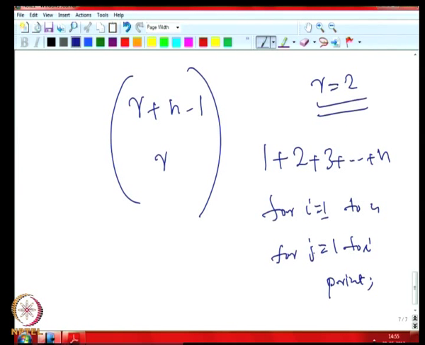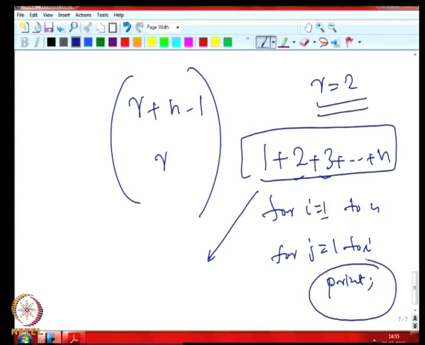So, when i equals 2, j will go from 1 to 2, that is 2 times, and when i equals 3, j will go from 1 to 3, that means 3 times, and so it is just adding up these things. This sum is the number of times the print will be executed, right.